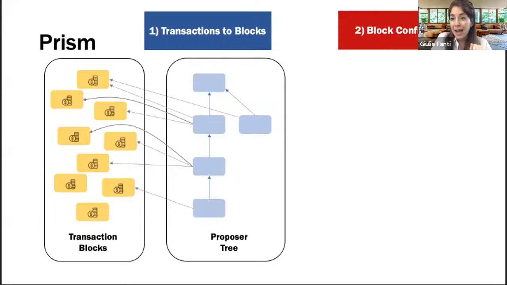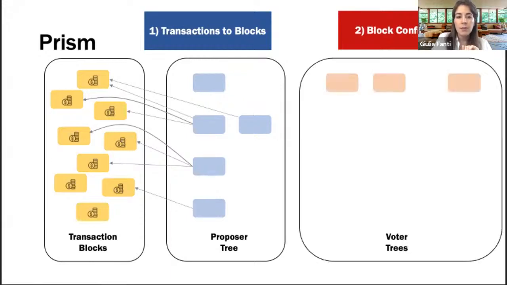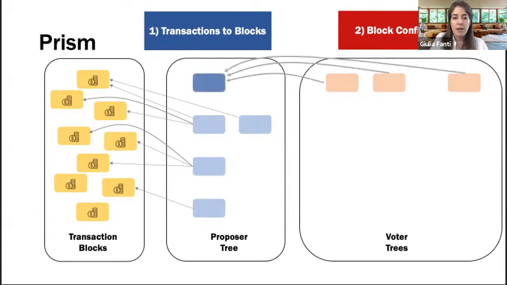Now, the key question is, how do we finalize a sequence of these proposer blocks? The way that we did this is with what we call voter trees. Here we're going to have a huge number of independent blockchains, which we call voter trees. Think 1,000. So we're going to have 1,000 of these separate blockchains, each of which is supposed to vote on proposer blocks. Specifically, the rule here is that each voter tree casts one vote per level on the proposer tree.